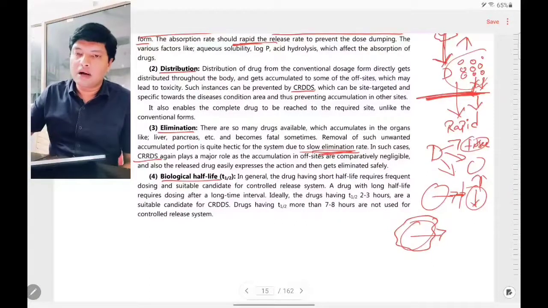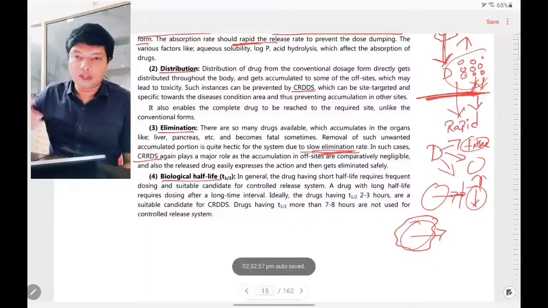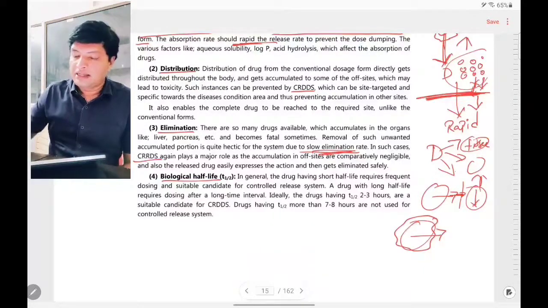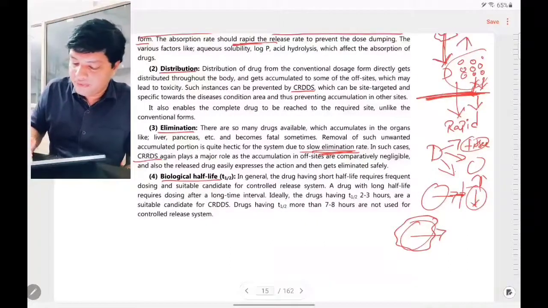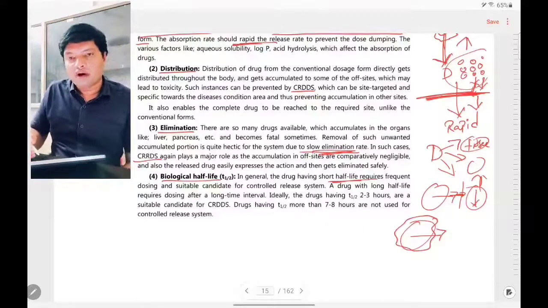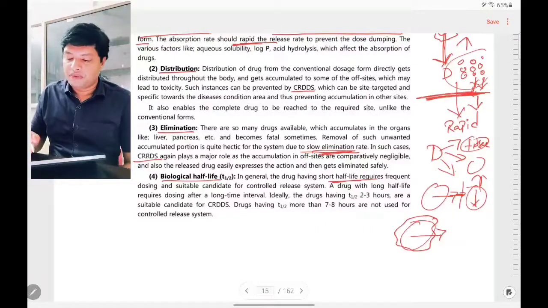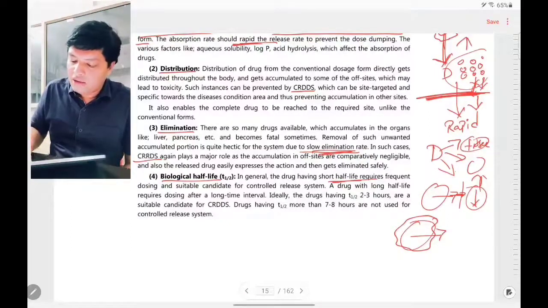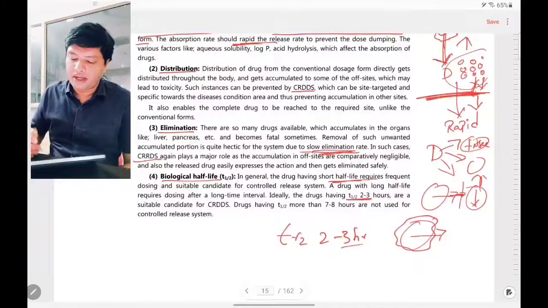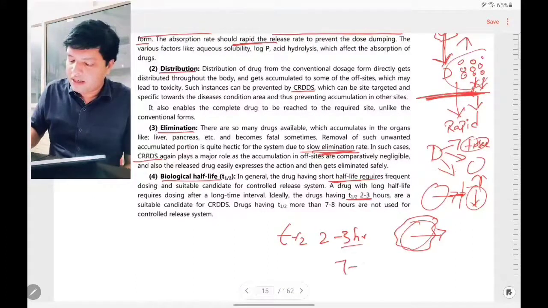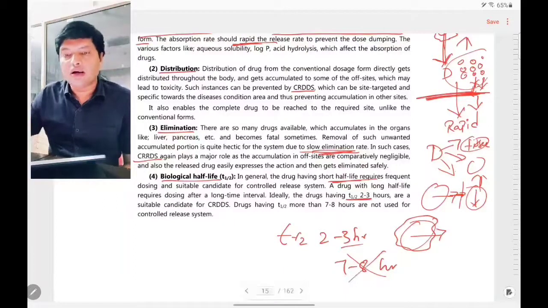If the drug is staying in the biological system for more time, that is, the half-life is more, then there is a chance of accumulation of the drug. So drugs with short half-life are good candidates for designing a controlled drug delivery system. Ideally we want 2 to 3 hours of half-life, so a half-life of 2 to 3 hours is recommended. If the drug has 7 to 8 hours of half-life, this is not recommended.